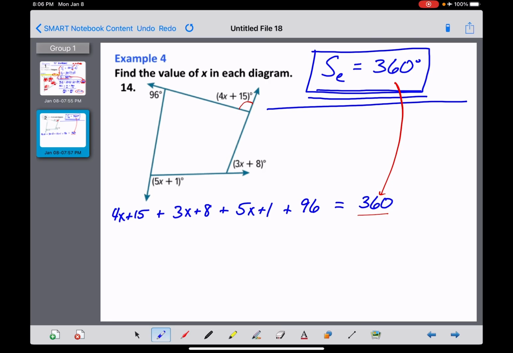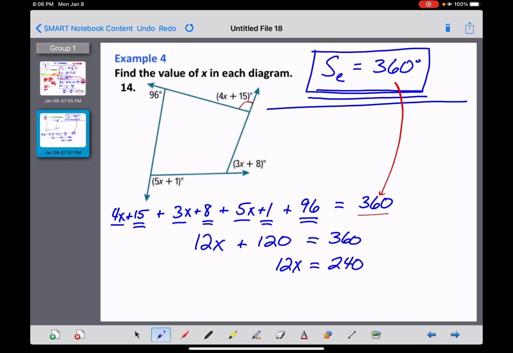Okay, let's solve that equation that we set up now, guys. 4x and 3x makes 7x, plus another 5x is going to be a 12x. And how about our constants? 15 plus 8 is 23, plus 1 is 24, and adding that to 96 should get us 120. All that is equal to 360. I'm going to subtract the 120 from both sides, and this should work out pretty nicely. That'll get us a 240 degree value on the right, and then we'll divide by 12 here, and we should end up with x is equal to 20.